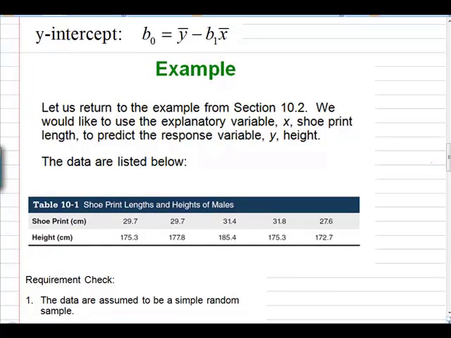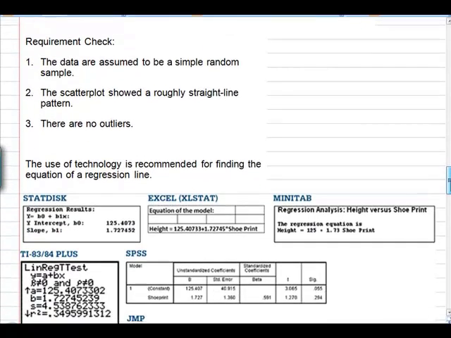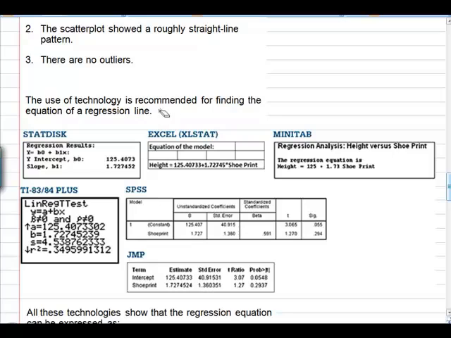Let us return then to the example from 10.2. We would like to use the explanatory variable x, the shoe print length, to predict the response variable y, the height of individuals. So here's the list of data that we put into list 4 and list 5. We do the requirement check. It's the same as it was for correlation. And then using technology, we end up with the following output. This is the one that we're going to focus on because this is the technology that we have available.